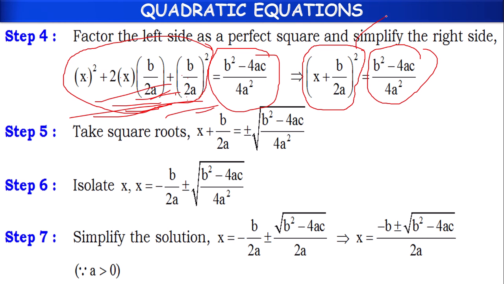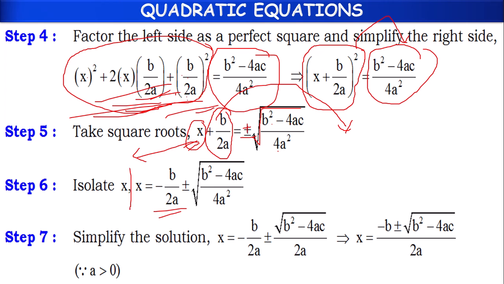If this square goes to the other side, it will become a square root. Square root of b square minus 4ac by 4a square. We can take the positive square root or the negative square root. But we want to find the value of x. For that we have to isolate x, which means this b plus 2a is to be taken to the right hand side, so it will become minus b by 2a.